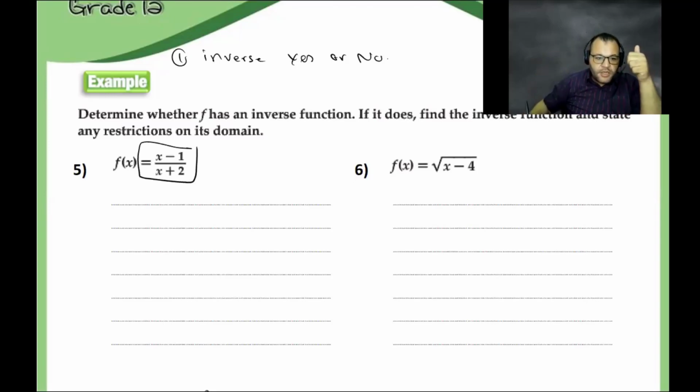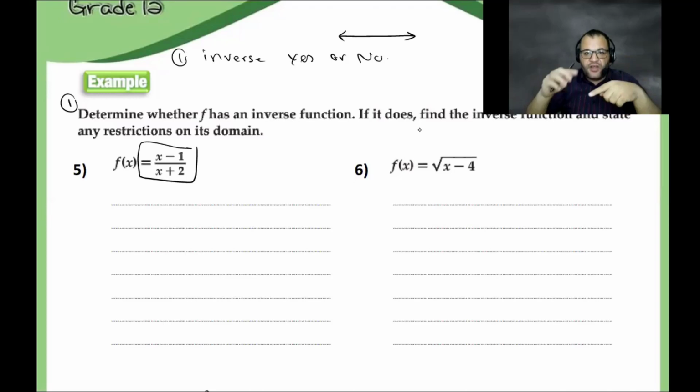Question number 1, determine whether the function has an inverse or not. How do we determine if the function has an inverse or not? By using the horizontal line test. What is the horizontal line test? If the line intersects the graph at more than 1 point, the inverse is not a function. There is an inverse, but the inverse is not a function. The inverse is a relation, but not a function. So number 1, we need to graph.